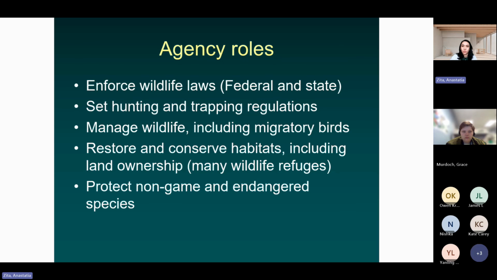So here are some of the more specific agency roles. A lot of this is redundant to what I just said, but yeah.